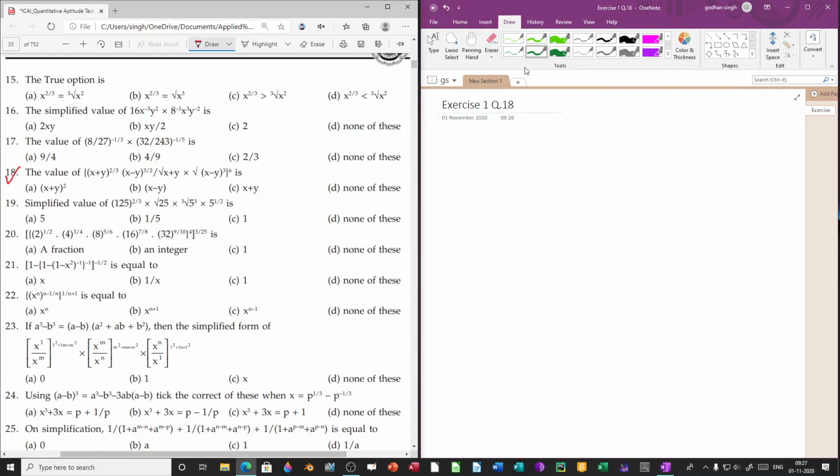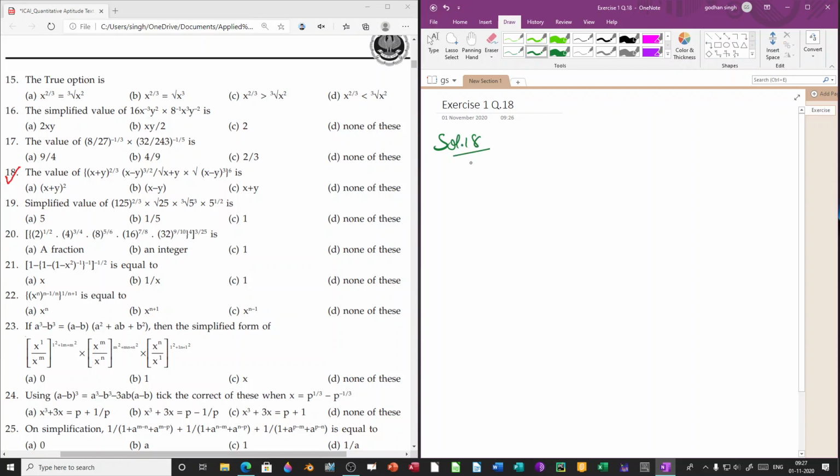Exercise 1, question number 18. The value of (x plus y) raised to 2/3 into (x minus y) raised to 3/2, divided by root of (x plus y) into root of (x minus y) cube, and the whole raised to 6, is. So let us solve the 18th one, question number 18.